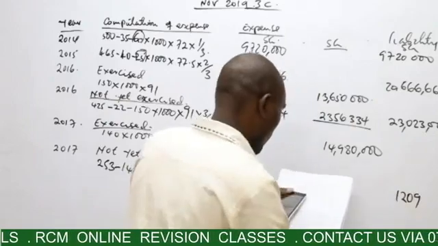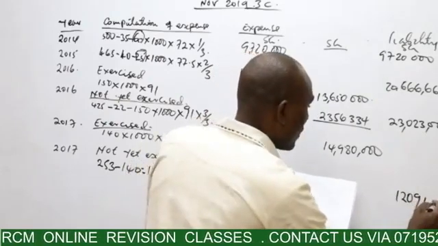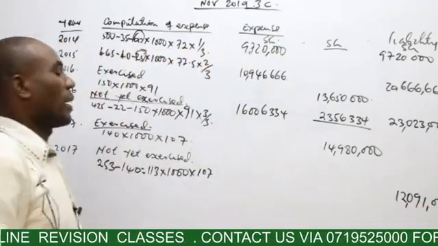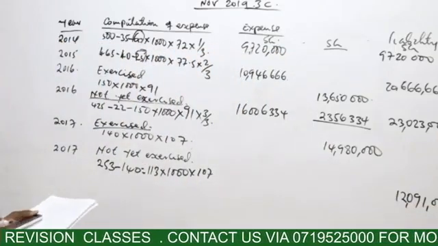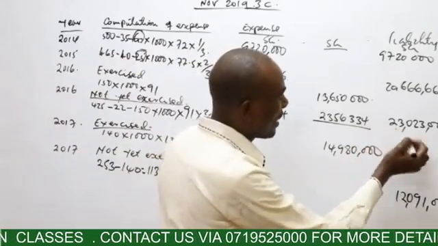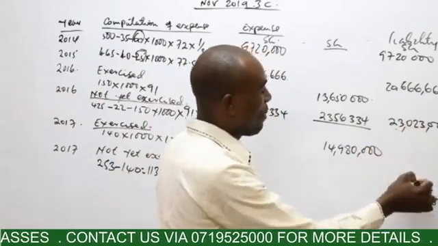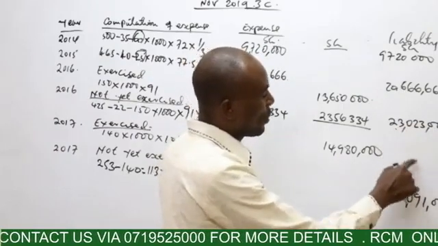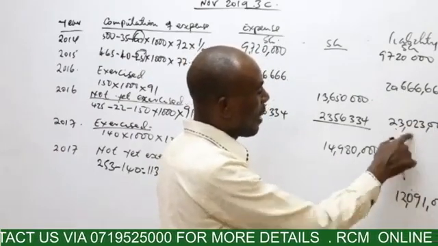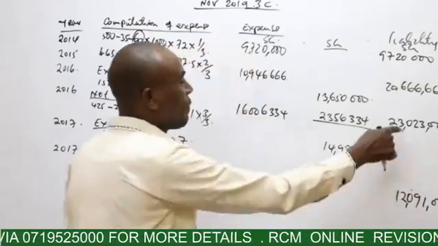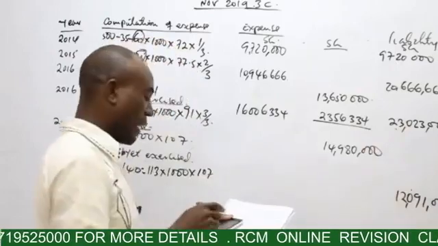091,000. Then I compare with this. Remember, this one is 23. This one is 12. My liability is reducing. If the liability reduces, then it means I'm earning something. It becomes income. Therefore, the difference between this and this will be income.